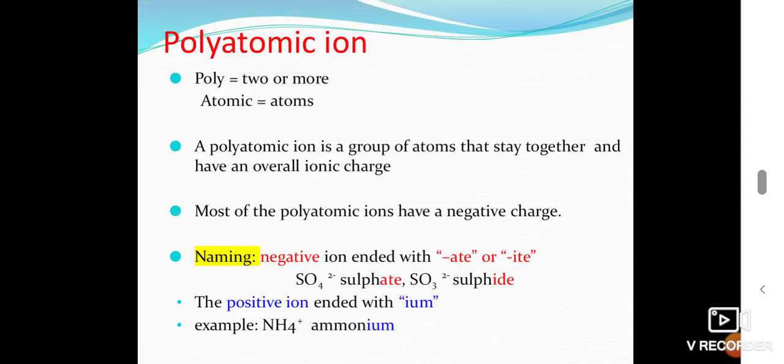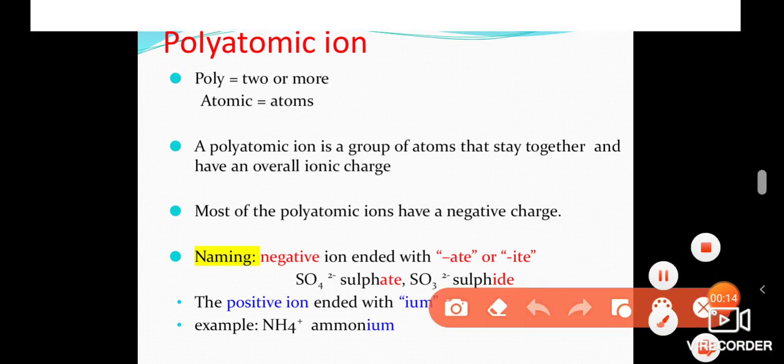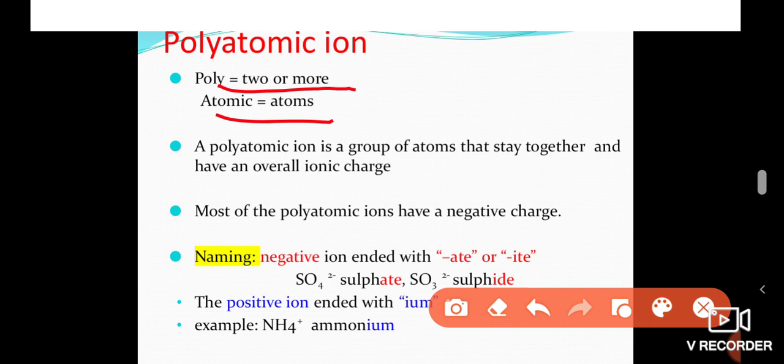Polyatomic ions. In previous slides we have discussed what a cation and an anion are. Now, what is a polyatomic ion? The word poly denotes two or more. Atomic denotes atoms. So polyatomic ions are made of two or more atoms, two or more atoms grouped together to create a total ionic charge. This is known as a polyatomic ion.